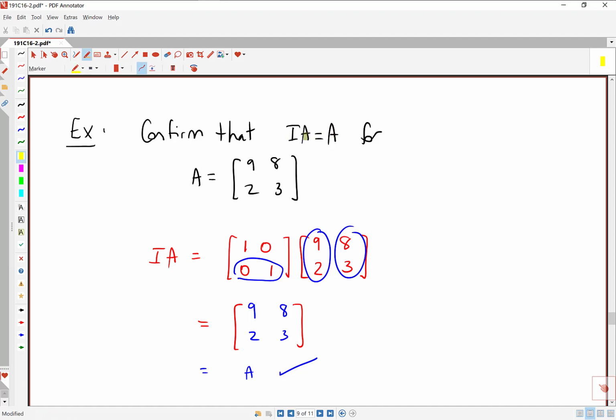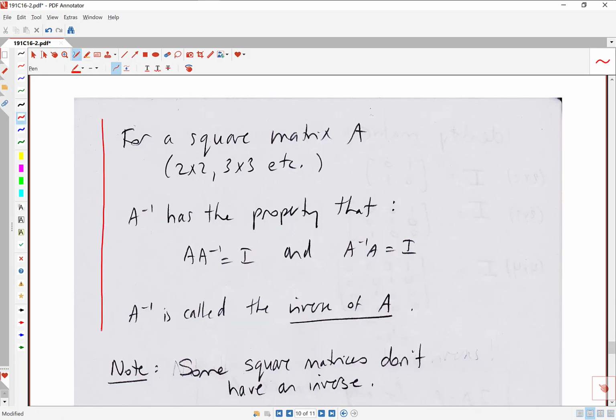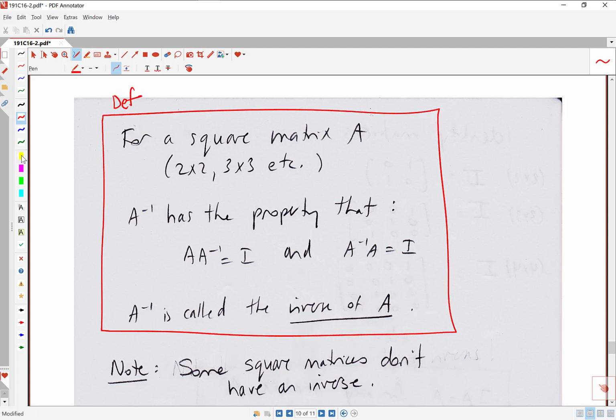We'll talk about it a bit later in the video, that I times A is going to equal A. So one more definition that we need in order to work towards solving systems of equations. Let's say we're given a square matrix A. When we say square, it just means it has the same number of rows as columns. So just imagine a 2 by 2 or 3 by 3 matrix. We're going to define this matrix called A to the negative 1.